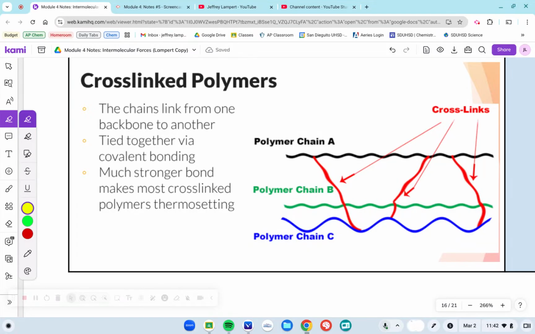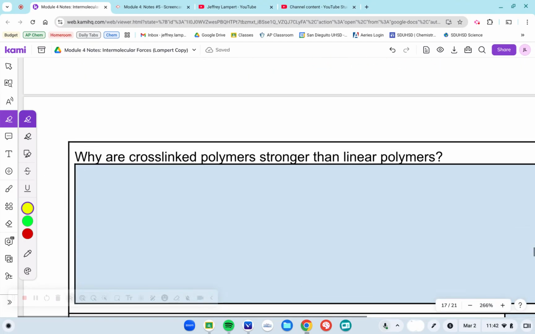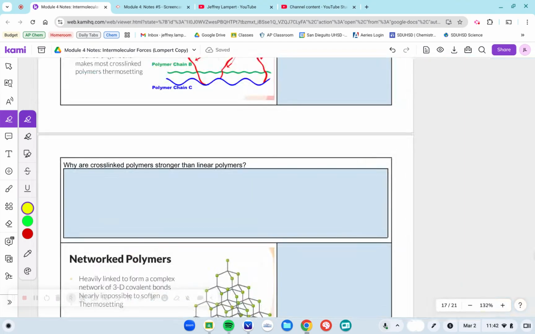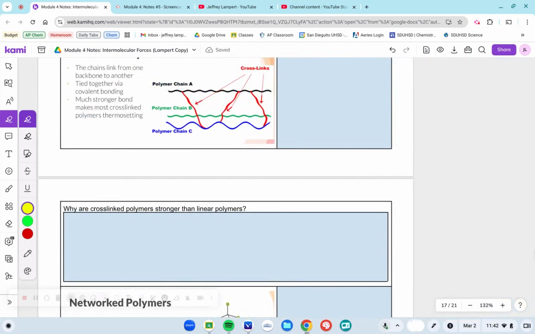So cross-linked polymers have these links tying one chain to another. So when we have these chains tied together, it means that they're connected via covalent bonding or maybe ionic bonding, depending on what that cross-link is. So because we have a chemical bond holding them together, they're much stronger than a linear or a branched polymer because they're connected by a stronger bond. So because they're connected by a stronger bond, they're harder to break apart. So what I want you to try and explain is why are cross-linked polymers stronger? Go ahead and make an explanation there.